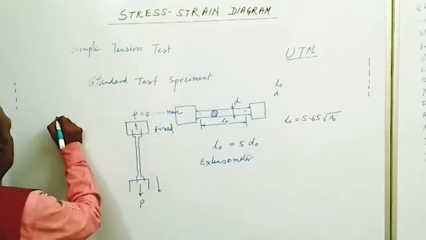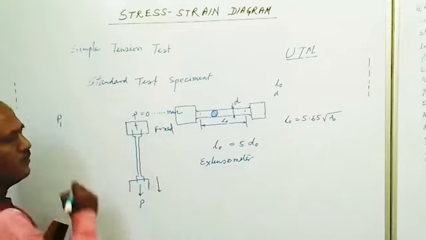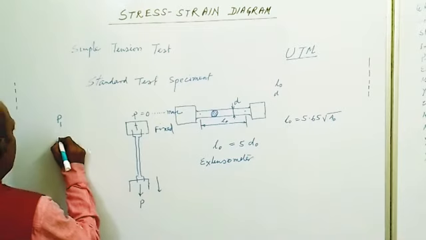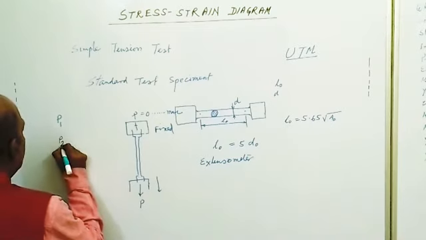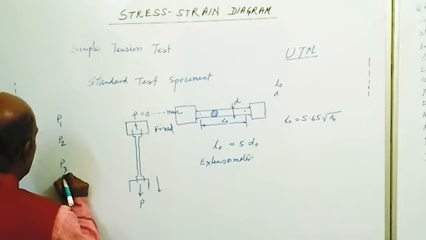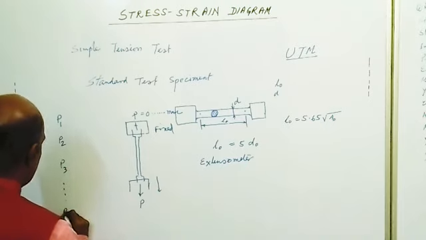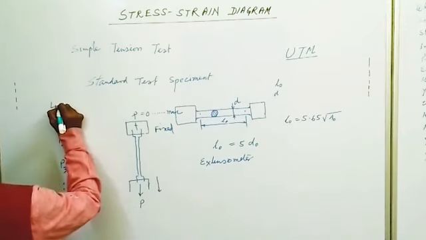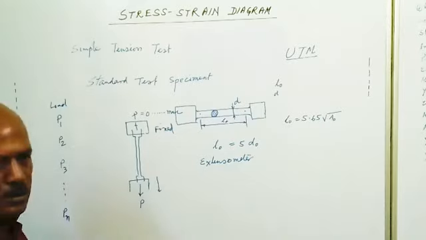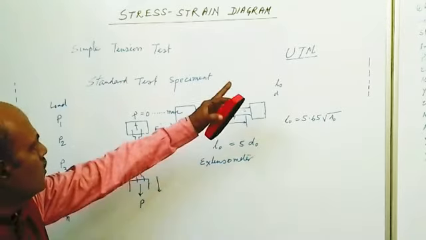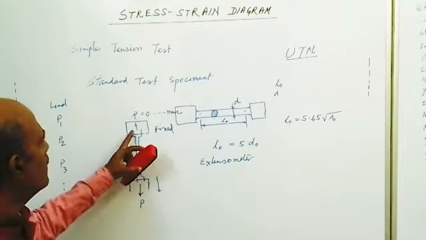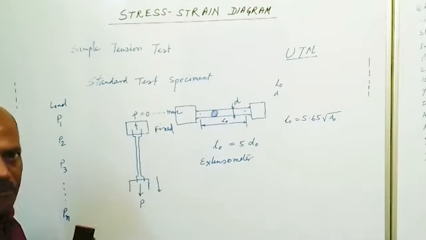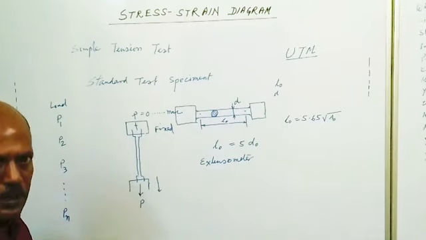Say initially the load applied over the body is P1. P is gradually increasing. Say the second point we have noted is P2, then P3, a number of points, and at last we have noted the load Pn. This is the load applied over the specimen, noted from the gauge installed on this machine. So from the gauge we have noted P1, P2, P3 up to Pn values, n number of points.